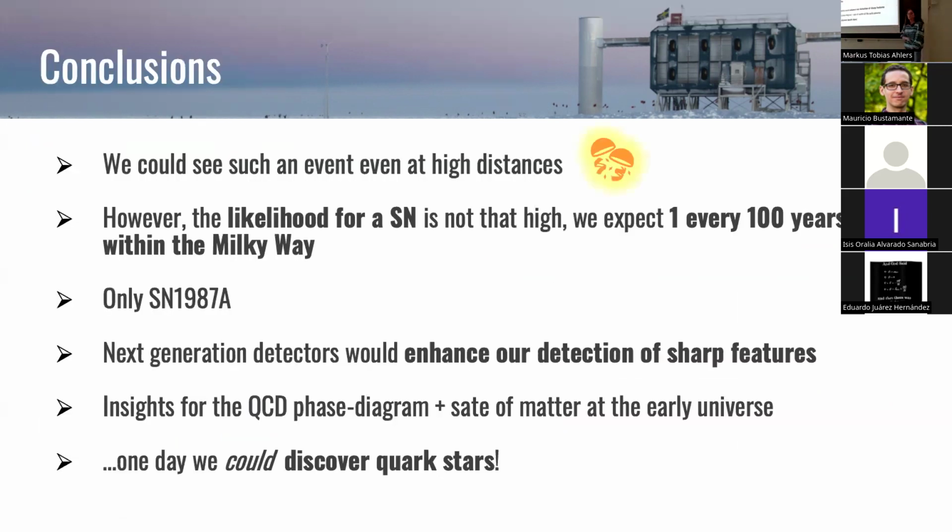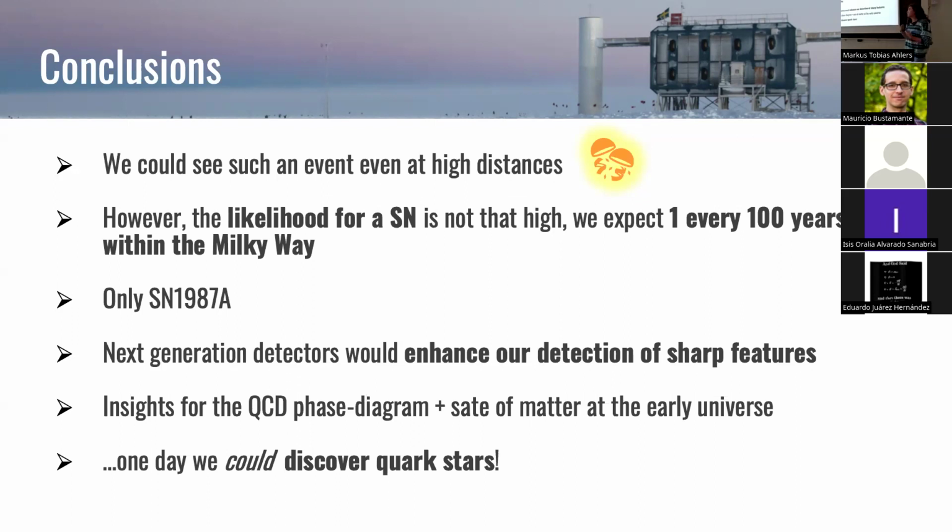In conclusion, we feel that this can be seen even at high distances. However, as we already said, the likelihood of seeing a supernova is not that high. In the Milky Way, it is one every 100 years, roughly. We have only seen one with neutrinos, supernova 1987.